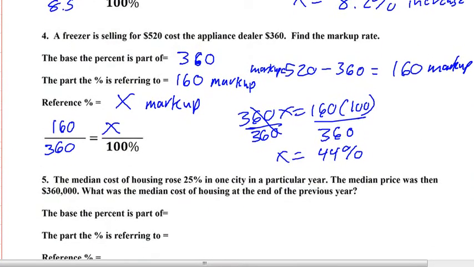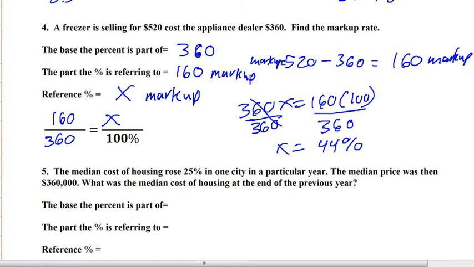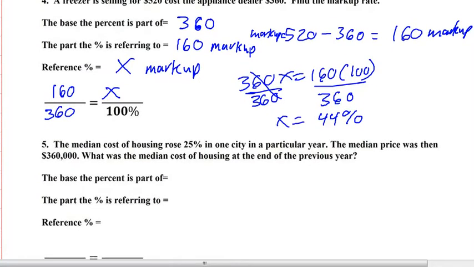And again, you can still check it. Take the $3.60, multiply by 44%, and then add it together. You should get $5.20, the increase.